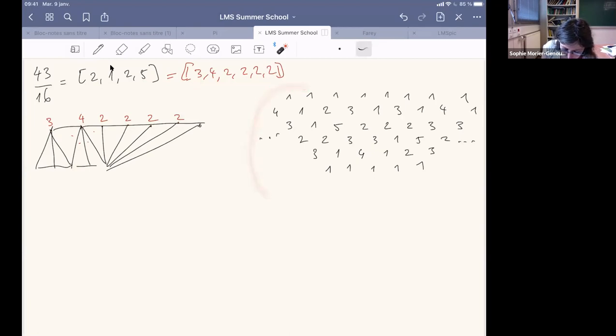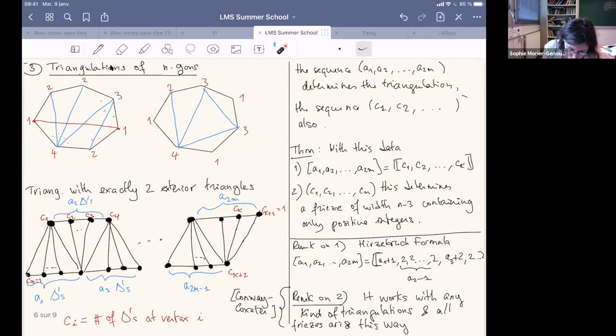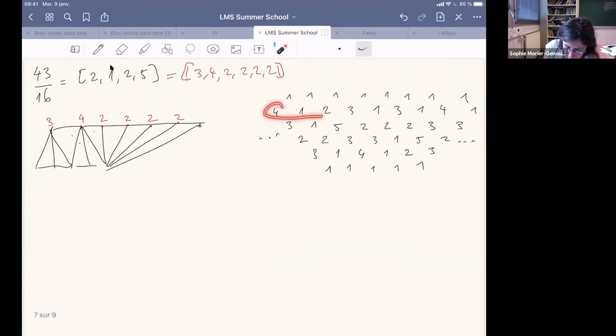Here we practiced the second part of the theorem. Going back to this picture, I can look at the sequence obtained here, 4, 1, 2, 3, 1, 3, 1, by counting the triangles. I write it in the first row of a frieze, cyclically, so I can repeat 4, 1, 2, 3, 1, 3, 1. And then applying the frieze rule, I compute the next rows. And at some point, it ends with a row of 1s. And inside the array, I only have positive integers. So that's an illustration of the theorem.